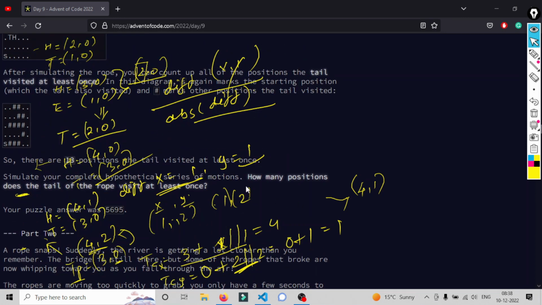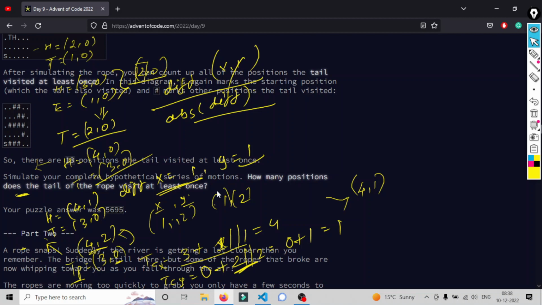So it is asking how many positions does the tail of the rope visit at least once. Means how many positions does the tail visit. So we have to calculate the total number of positions where the tail visits at least once. To do that, we will just store the tail position in a set.